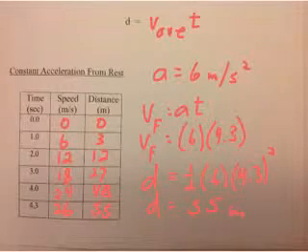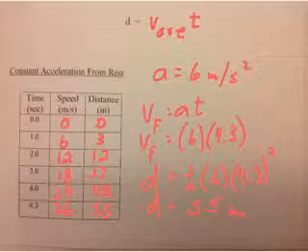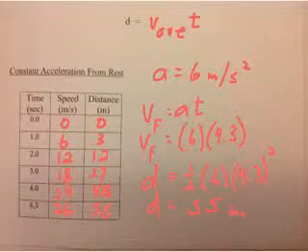So there you have it. That's how you figure out the distance or displacement for an object that's accelerating from rest. This only works if you're starting from rest and you have a uniform acceleration, which is the case that we're going to have to focus on for the greater part of this chapter.